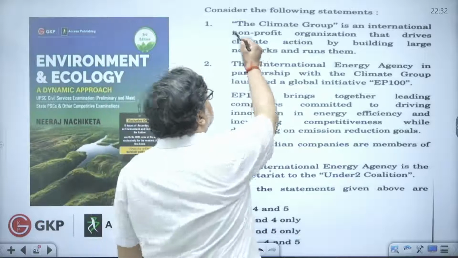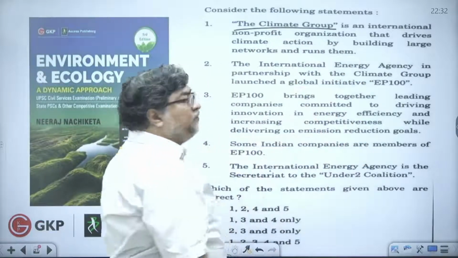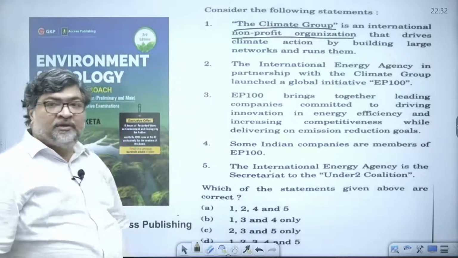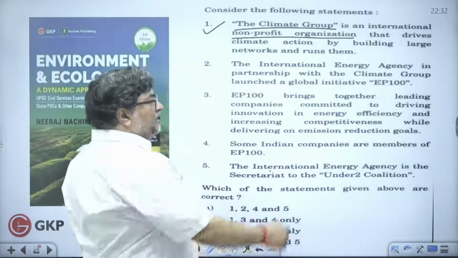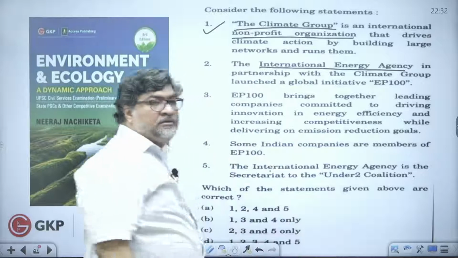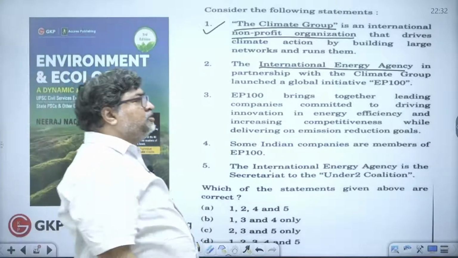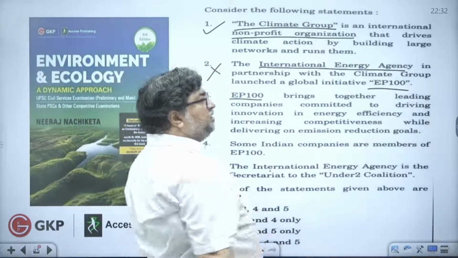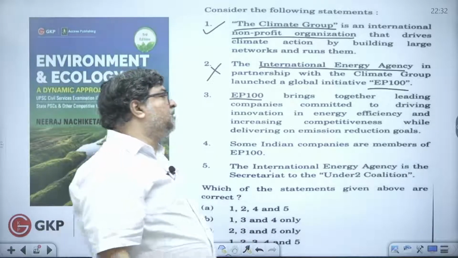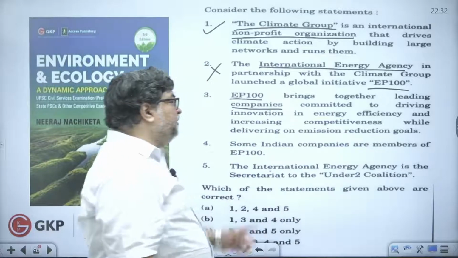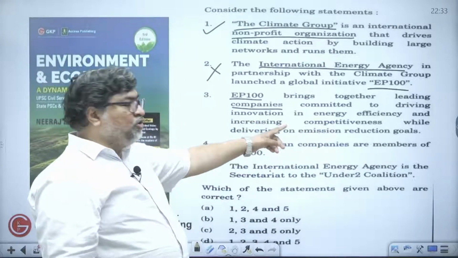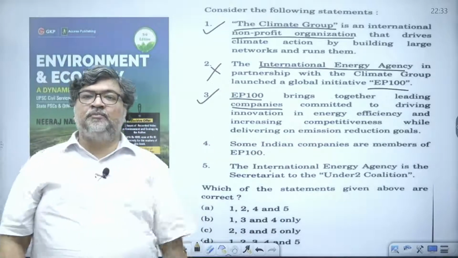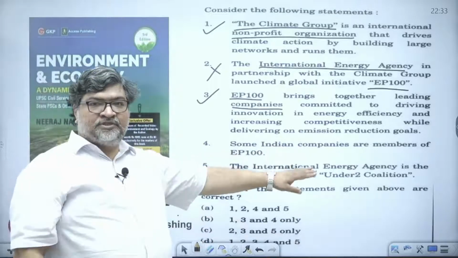The Climate Group is an international non-profit, non-government organization, which drives climate action by building a large network around them. That is correct. The International Energy Agency, IEA, right, in partnership with the Climate Group, launched the global initiative EP100. That is wrong. Now third statement, EP100, energy productivity, brings together leading companies committed to driving innovation in energy efficiency, increasing competitiveness while delivering on emission reduction goals. That is right. It's basically a global network of companies for energy efficiency and innovation.